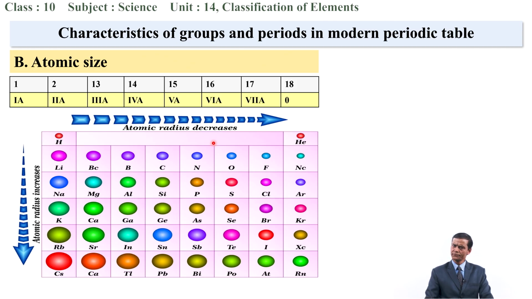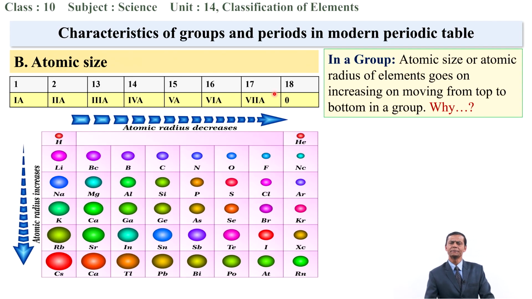But when you go from top to bottom in a group, then what happens? Atomic size goes on increasing. Look at it. Lithium is smaller than sodium. Sodium is smaller than potassium. Potassium is smaller than rubidium. Yes, like this, isn't it? From top to bottom in a group, atomic size increases. Left to right in a period, atomic size decreases. Do you know the reason for it? Why does it happen? Think carefully.